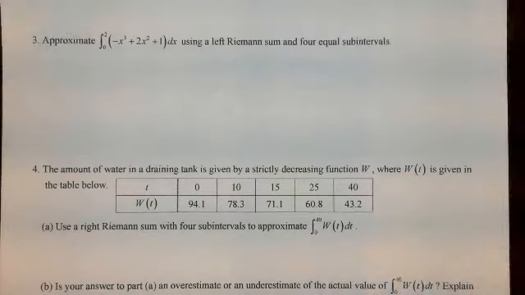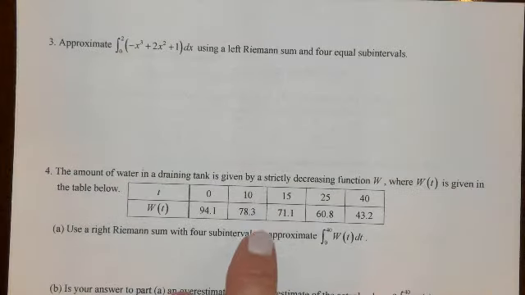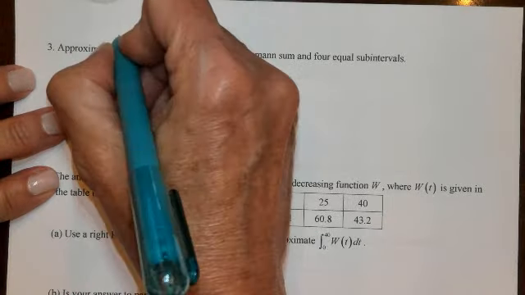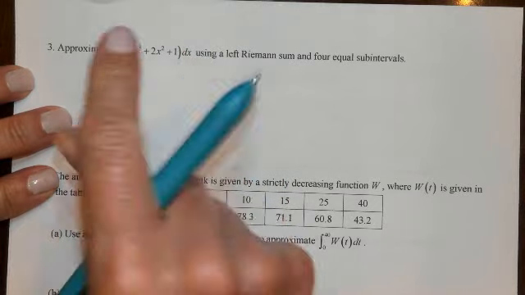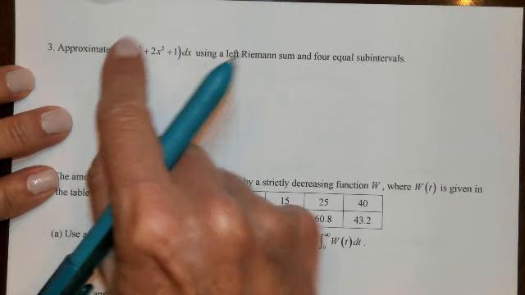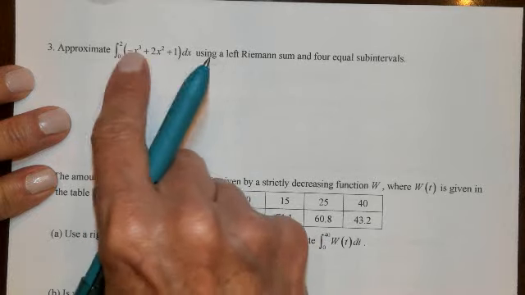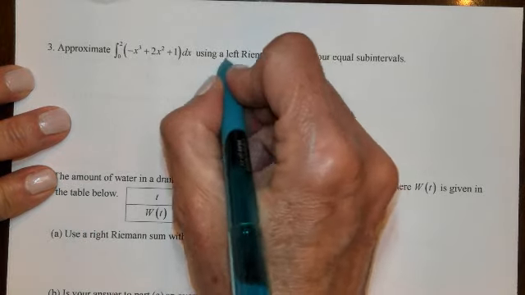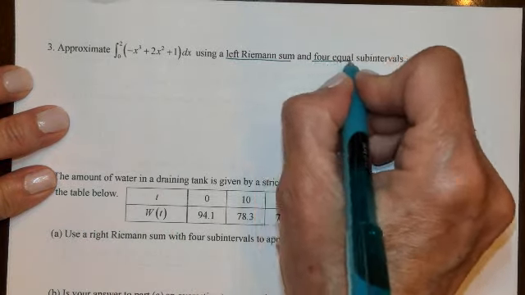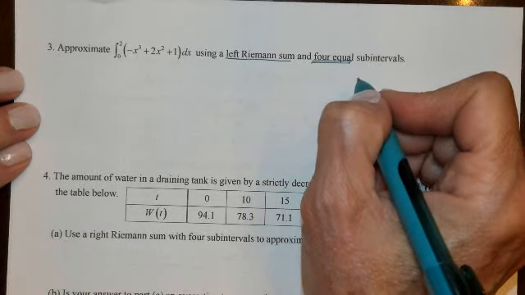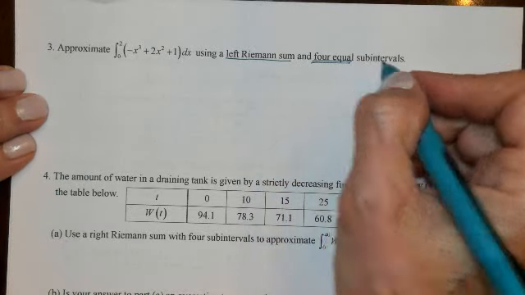Next example. What if we don't have a table? Approximate this integral, this definite integral. Again, this is area because it's definite. We have boundaries. And whenever you have boundaries, it's area. Okay? Approximate that area using a left Riemann sum and 4 equal subintervals. Okay? All right.